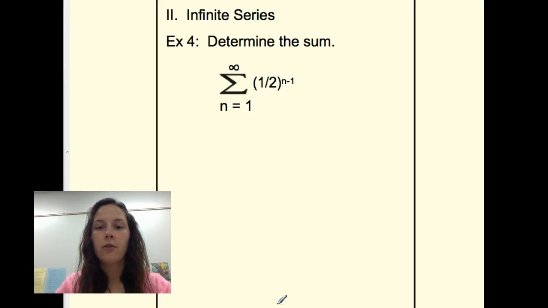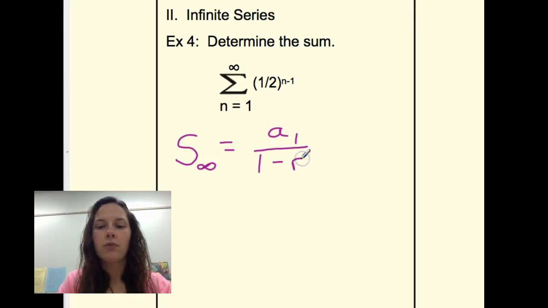So writing that formula down, we have the sum. If you want to put a little infinite symbol, you can, or you can just do s for the sum, is the first term all over 1 minus the common ratio.